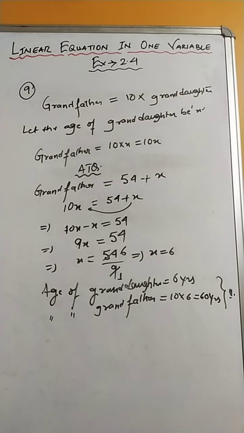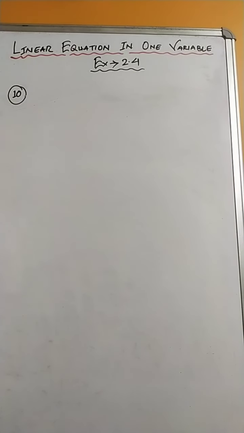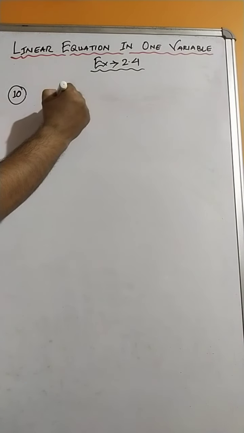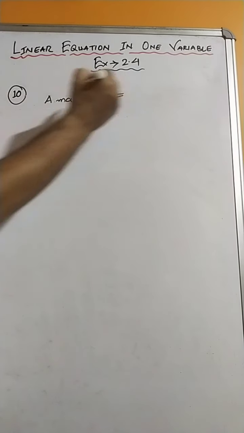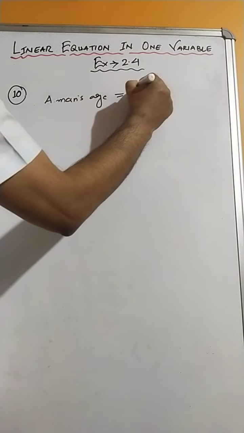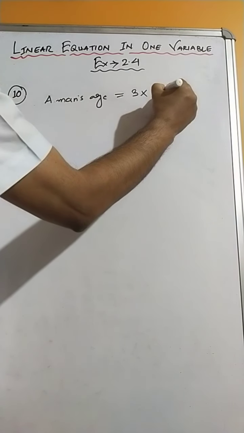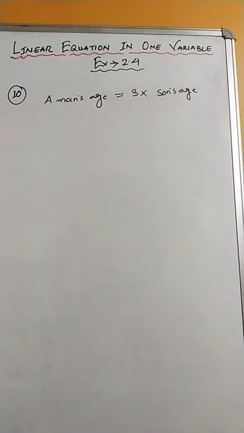Now let's move on to sum number 10. Question number 10. It is written, a man's age is 3 times his son's age. So we will again write this statement. A man's age is, we know, what we have to write? Equal to 3 times, that means 3 into the son's age. So this is according to the first sentence.